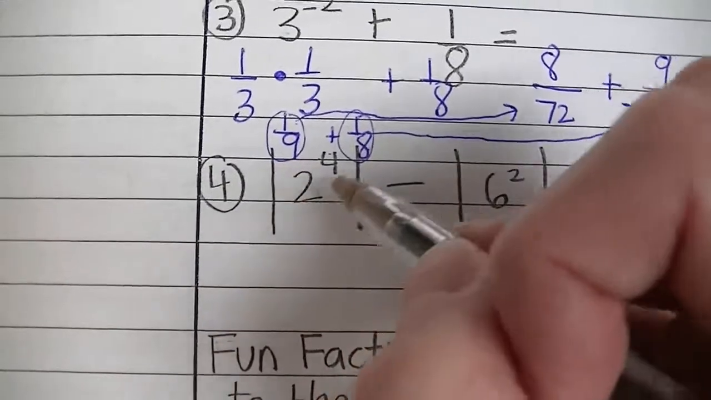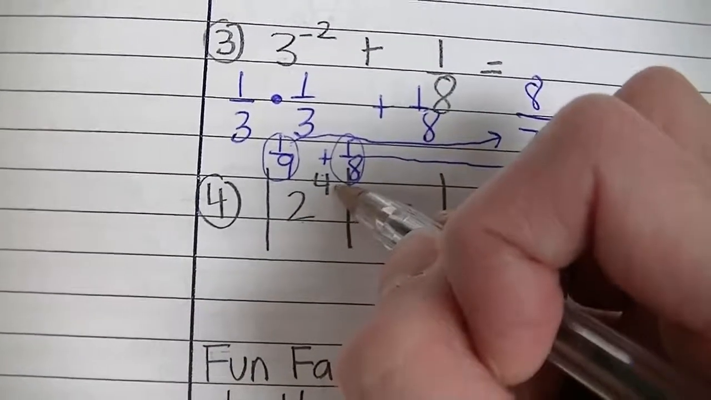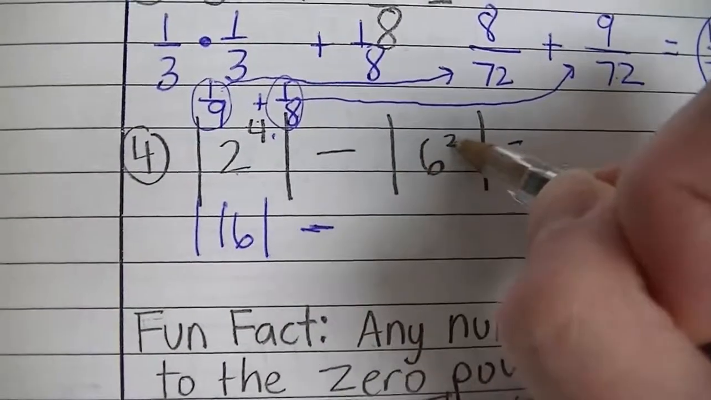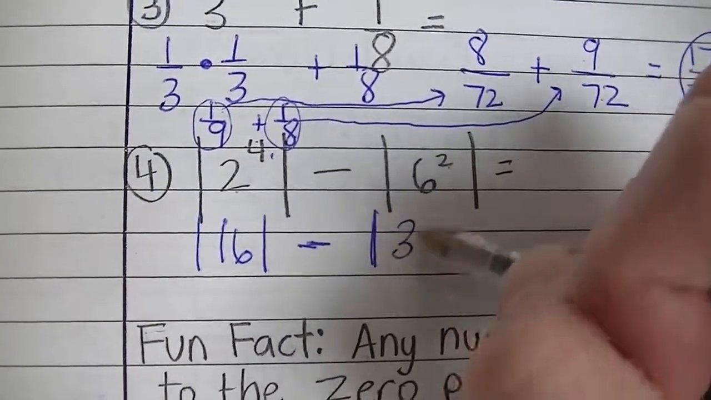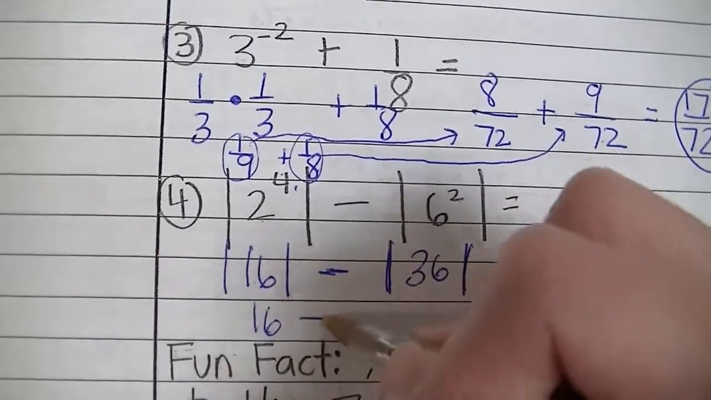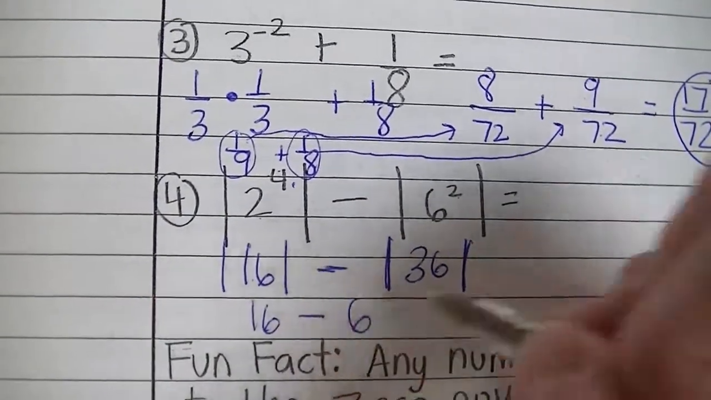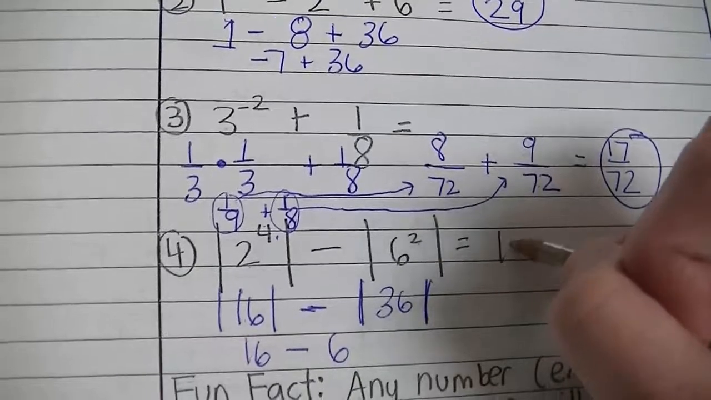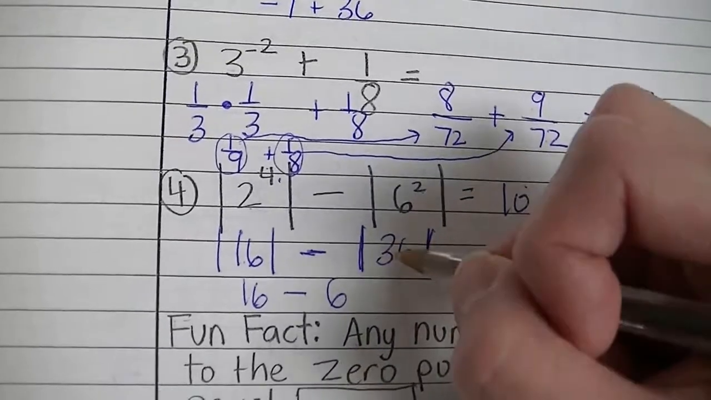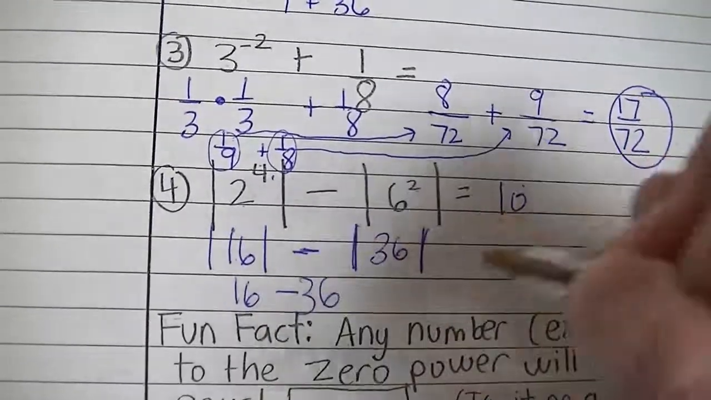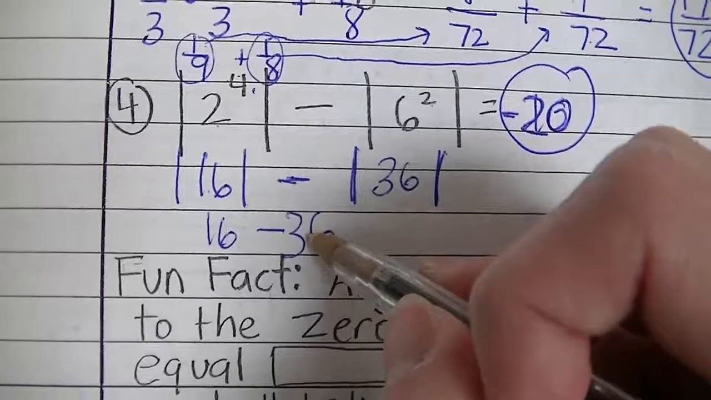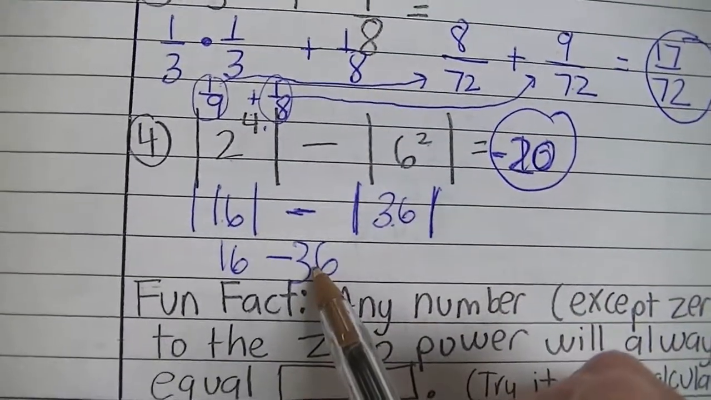Oh, this is weird. We remember the absolute value symbols? Okay, so 2 to the 4th, 2 times 2 times 2 times 2 is 16. Take the absolute value of that, subtract 6 squared is 36, so subtract the absolute value of 36. And this would be, absolute value of 16 is 16. Absolute value of 36 is 36. 16 minus 36 is negative 20. Okay, I wrote that wrong.